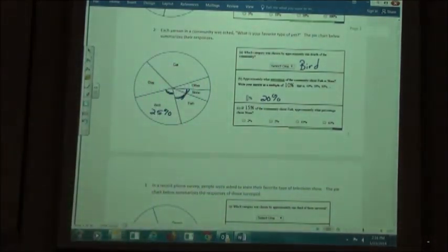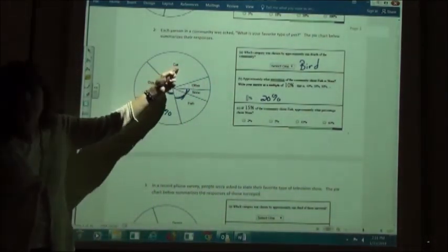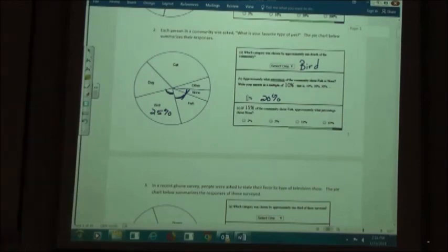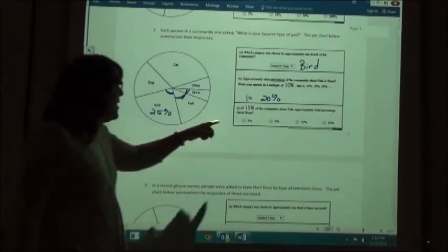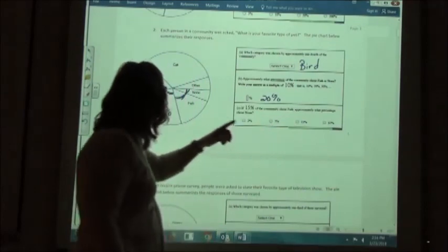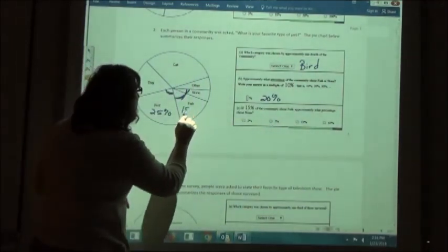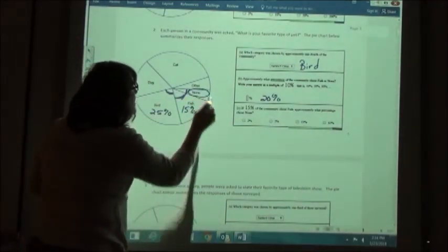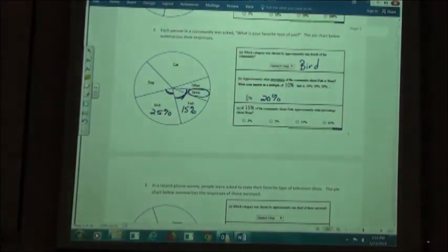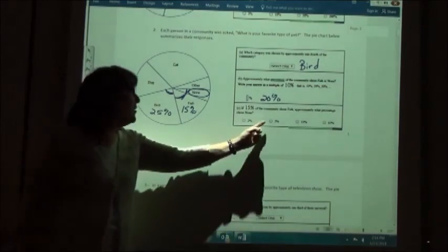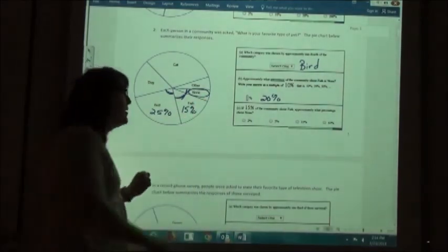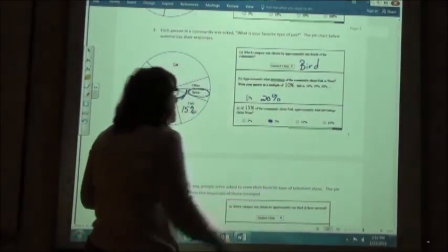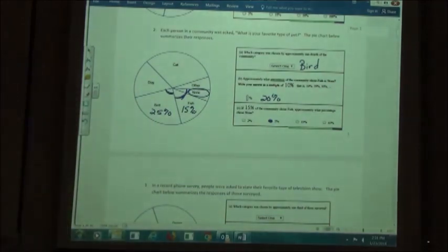30% would be about 1/3 of the pie chart, so the cat looks like it might be 30%. 15% of my community chose fish. So this section here is 15%. We want to estimate what percent chose none. 5. Looks like it's about 1/3 of the fish, right? So 5% would have been choosing none.